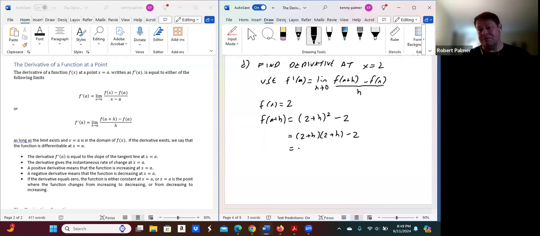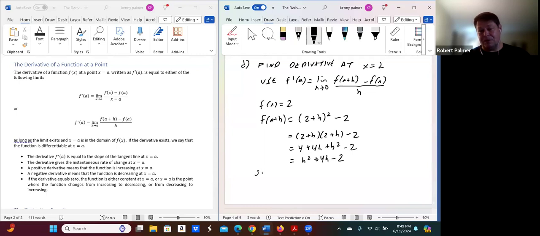And so that's going to be 4, first terms. Inner and outer terms are the same, 2 times h. We have 2 of those, so it's going to be plus 4h plus h squared minus 2. And if we combine our like terms, we get h squared plus 4h minus 2.